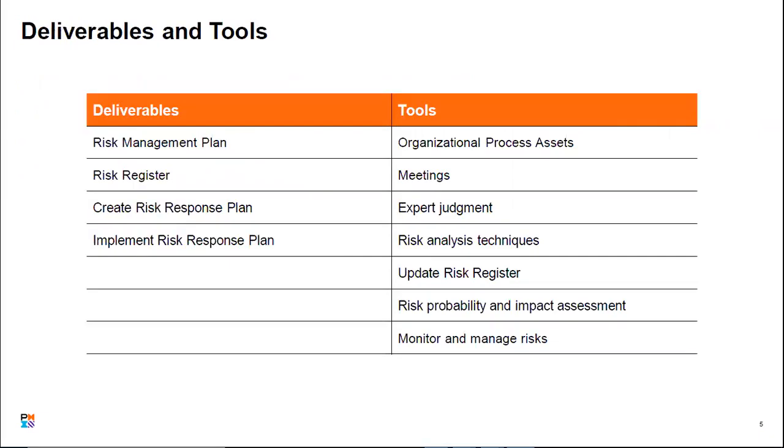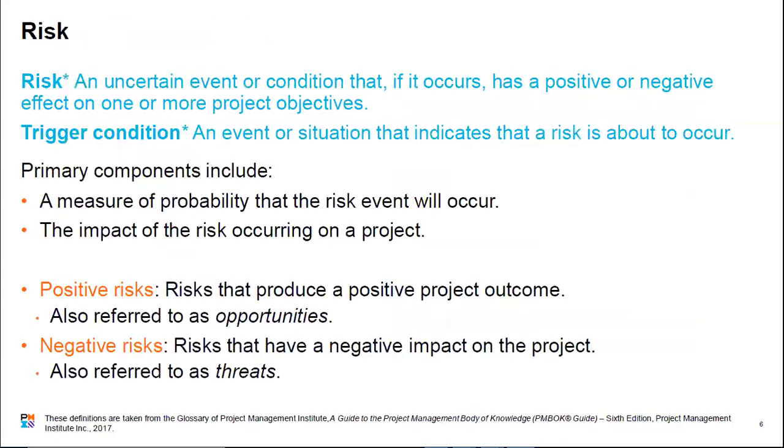The deliverables that we talked about will be risk management plan, the risk register, create risk response plan, implement risk response plan. The tools to be utilized for these topics are organization process assets, your OPAs, meetings, expert judgments, risk analysis techniques, update risk register, risk probability and risk impact assessment, monitor and manage risks.